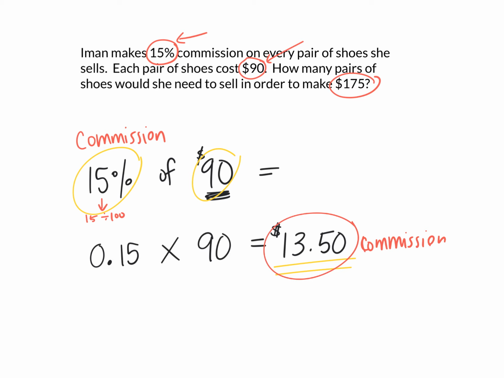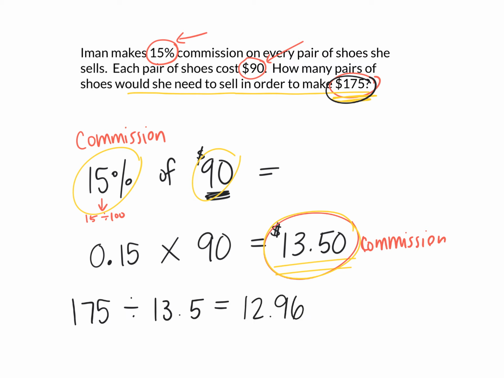Now the question says, how many pairs of shoes would she need to sell in order to make $175? Well, she's getting $13.50 every time she sells a pair of shoes. So how many times does she have to sell shoes in order to get up to this $175? So how would we calculate that? Well, we're going to figure out how many times does $13.50 go into 175. So 175 divided by 13.5 equals 12.96, and in this case we can round our answer up to 13.